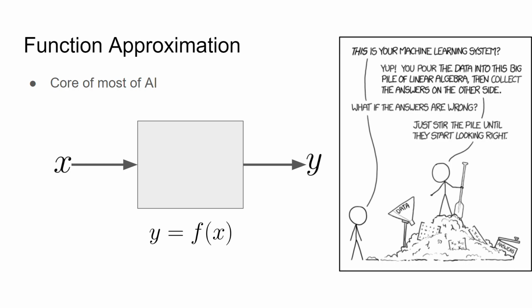That's the basis of this comic that I showed earlier. This is your machine learning system. You pour data into this big pile of linear algebra. So you pour Xs into this big pile of math in the middle of this black box. You get some answers on the other side. And if the answer is not what you're looking for, then you start modifying stuff in the middle of your black box until the answers are what you're looking for. It's a very general way of thinking about a task. It describes a lot of different tasks, so that's why we're going to use this as a framing.